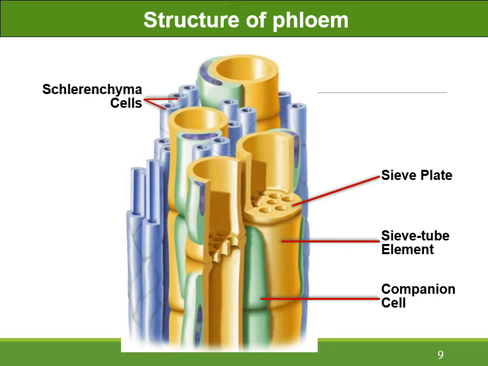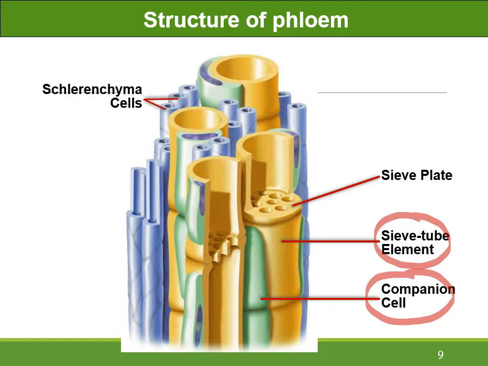The transport of organic substances, such as the soluble products of photosynthesis in plants, is called translocation. Translocation is carried out in the vascular tissue known as phloem. Phloem tissue consists of two main types of cells: the sieve tubes and the companion cells.